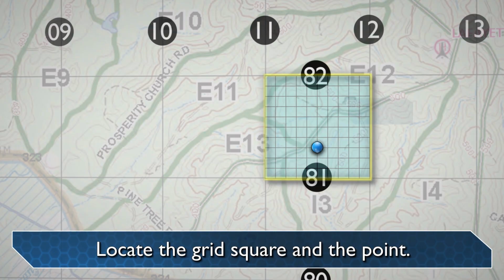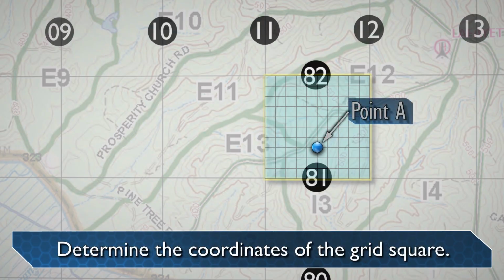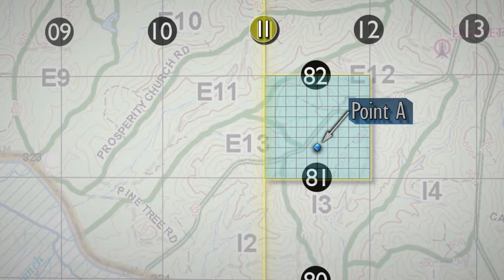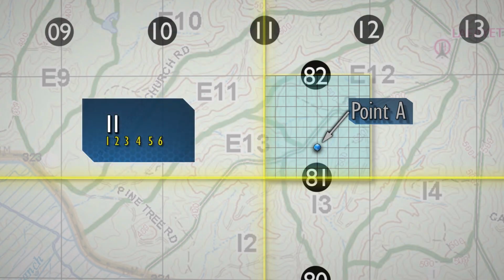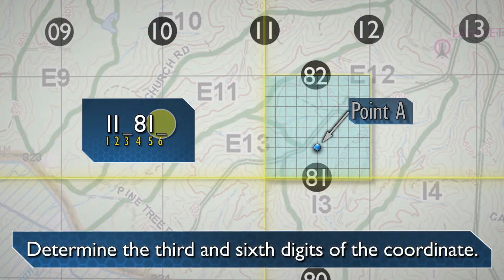Locate the grid square where the point is located. Determine the coordinates of the grid square. The number of the vertical grid line on the left or west side of the grid square gives the first and second digits of the coordinate. The number of the horizontal grid line on the bottom or south side of the grid square gives the fourth and fifth digits of the coordinate. Determine the third and sixth digits of the coordinate.